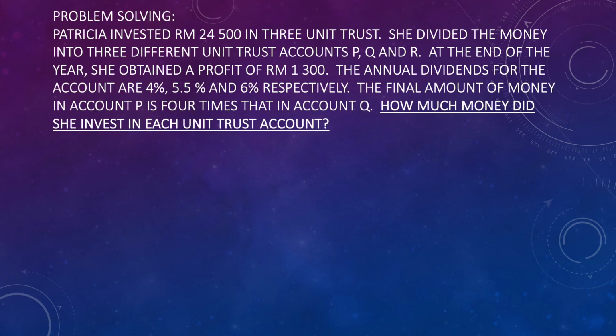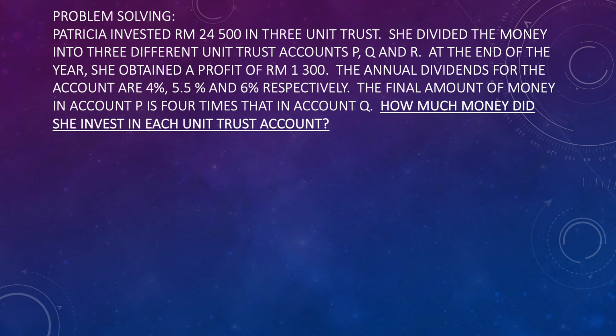Okay, problem solving. So we read the question first. Patricia invested RM 24,500 in 3 unit trusts. She divided the money into 3 different unit trust accounts P, Q, and R. At the end of the year, she obtained a profit of 1,300. The annual dividends for the accounts are 4%, 5.5%, and 6% respectively. The final amount of money in account P is 4 times that in account Q. How much money did she invest in each unit trust account?